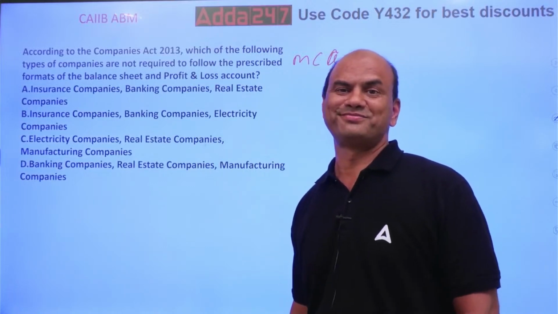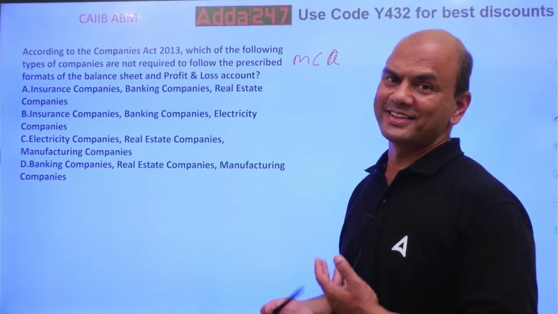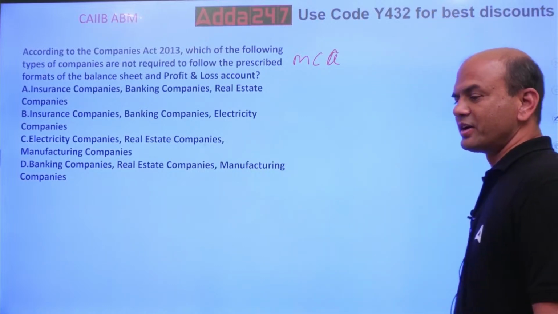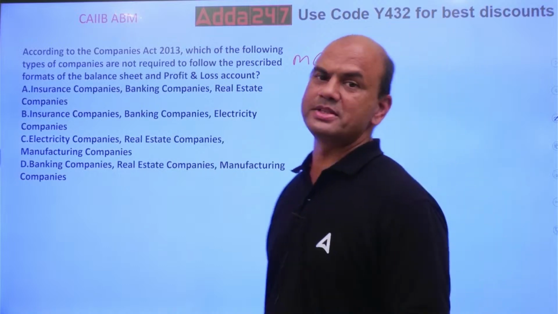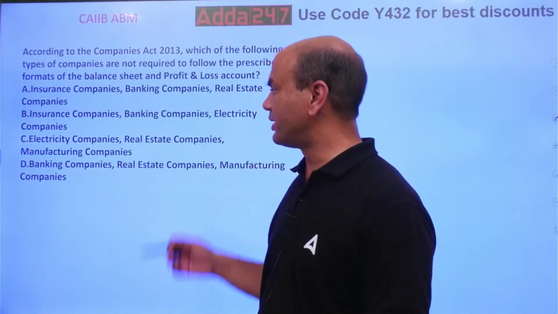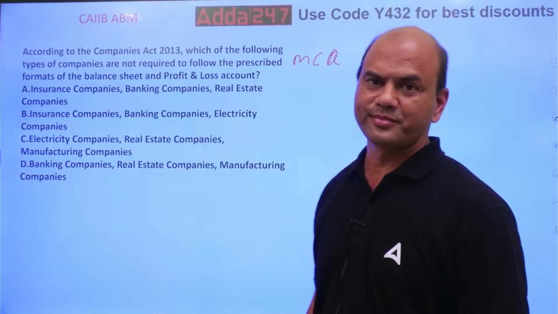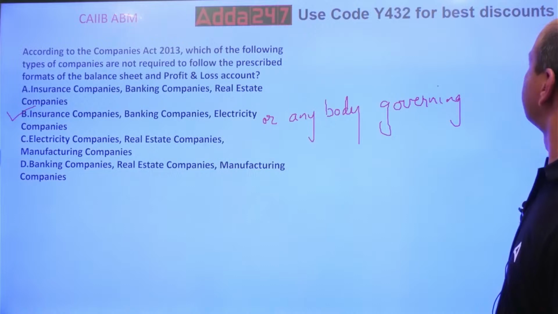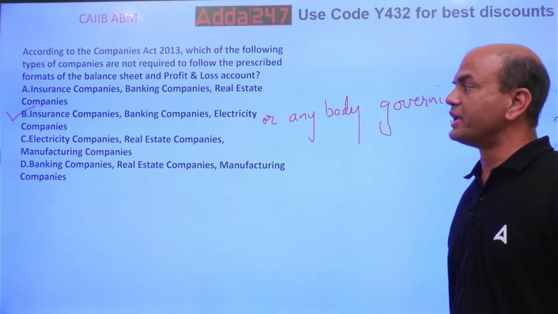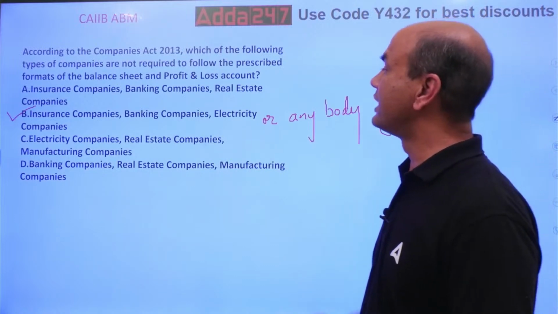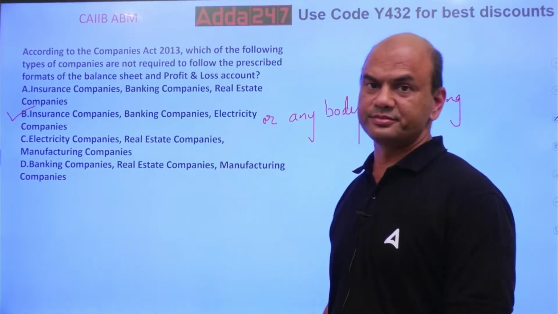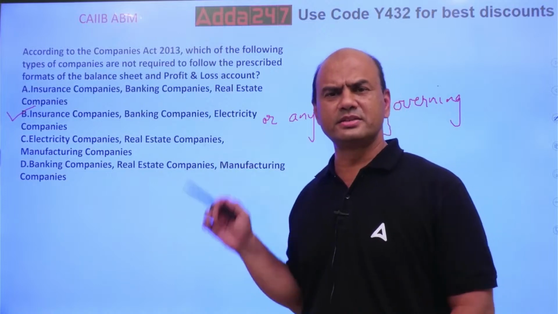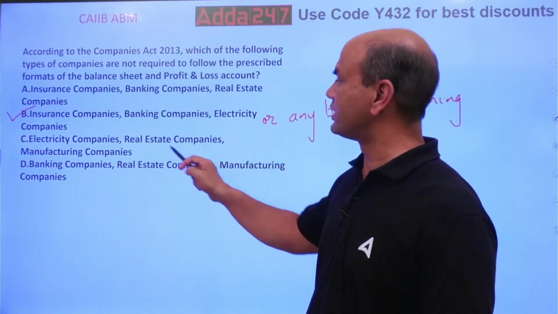Think. Everyone think over it. Let me check. I am having the answer. It is insurance, banking companies and electricity companies. Now why these? Why only these? Why not real estate? Why not manufacturing?